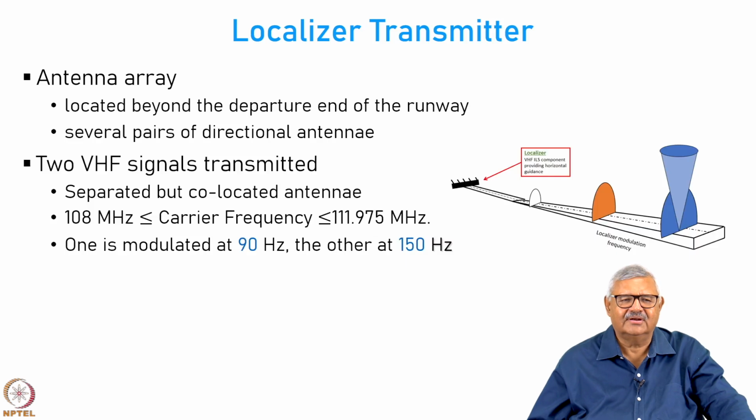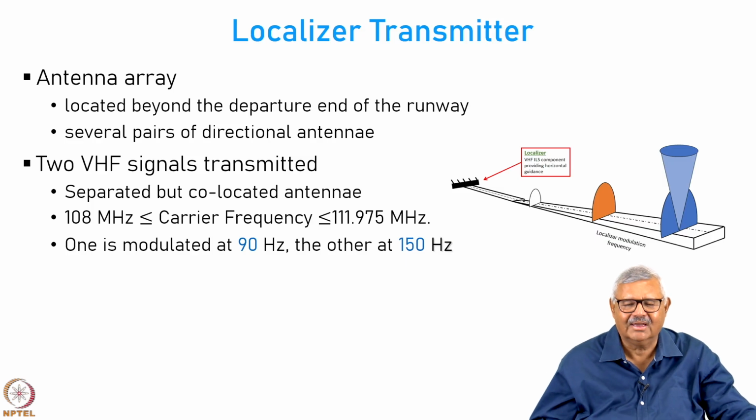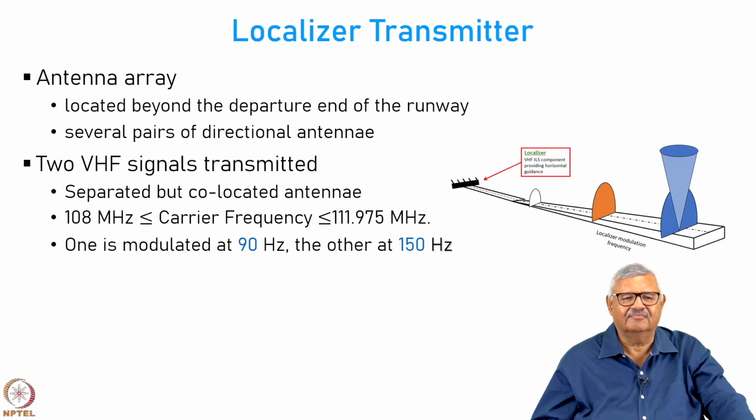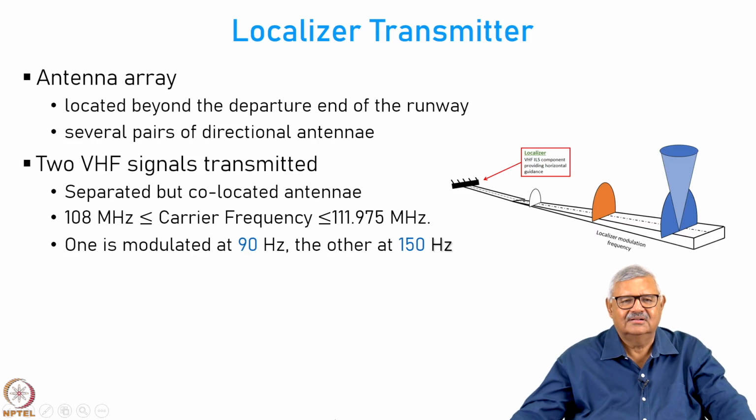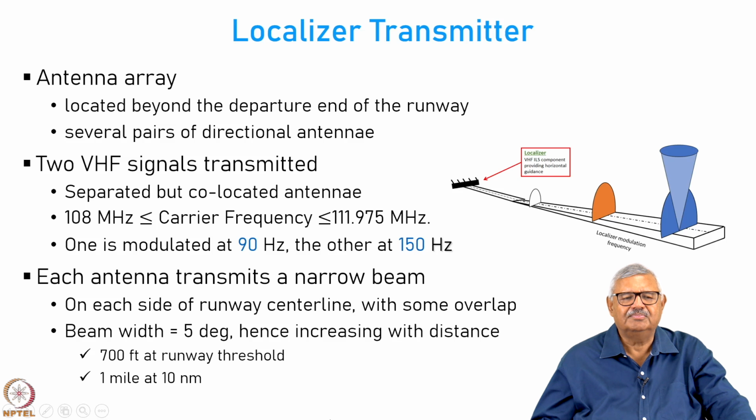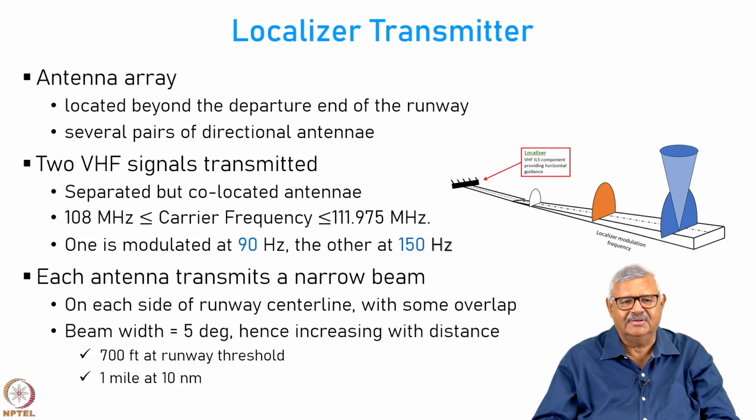These are transmitted by co-located antennae, but they are separated. The carrier frequency of this transmission is between 108 megahertz and 111.975 megahertz. One of the beams is modulated at 90 hertz and the other is modulated at 150 hertz. So, each antenna transmits a narrow beam on the left side and the right side with some overlap.